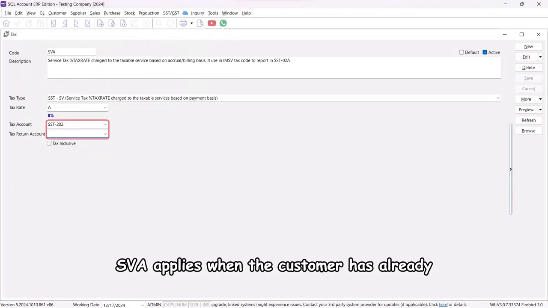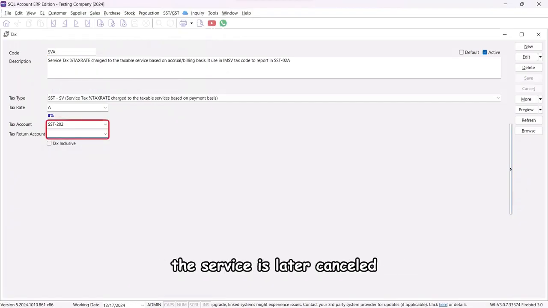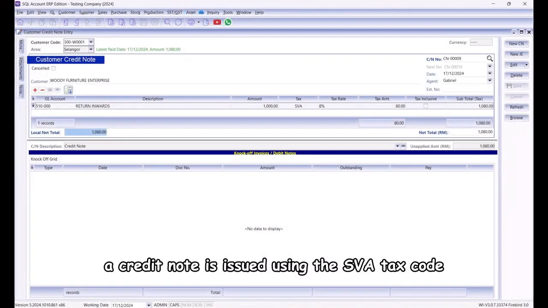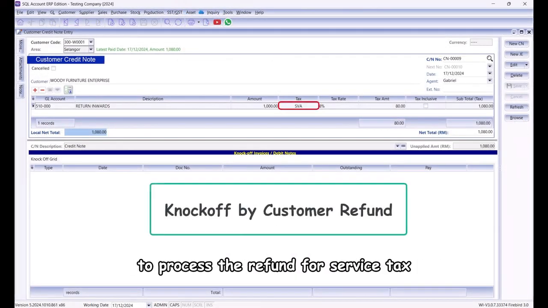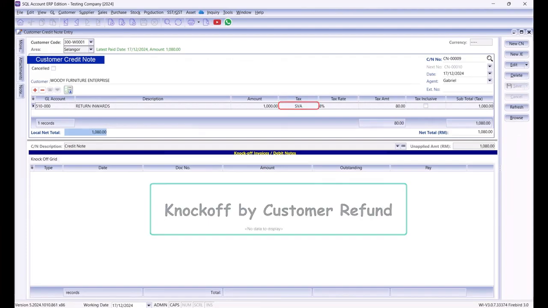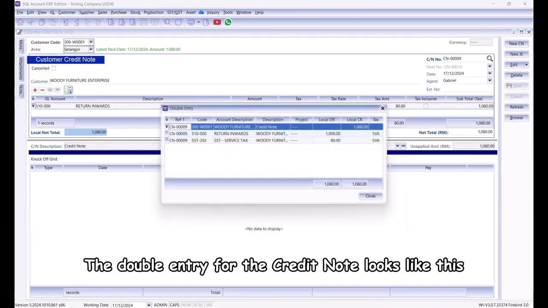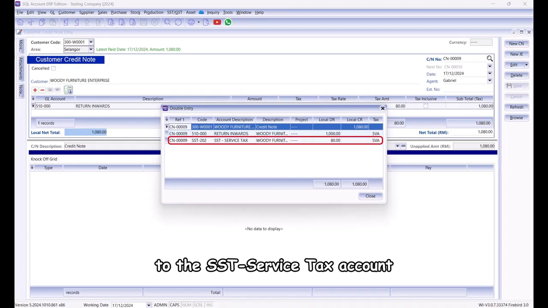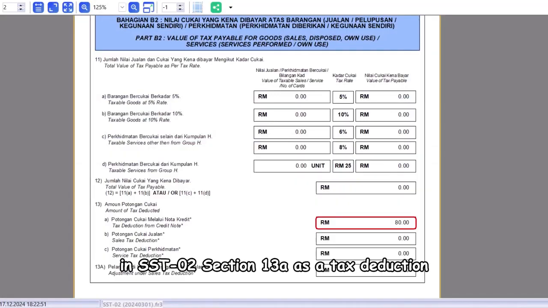SVA applies when the customer has already made payment for the service, the service is later cancelled, and the customer requests a refund. In this case, a credit note is issued using the SVA tax code to process a refund of the service tax. The double entry for the credit note looks like this. Selecting the SVA tax code will debit the tax amount to the SST service tax account. This credit note adjustment is reported in SST-02 Section 13A as a tax deduction.